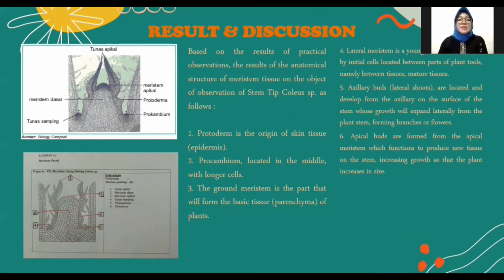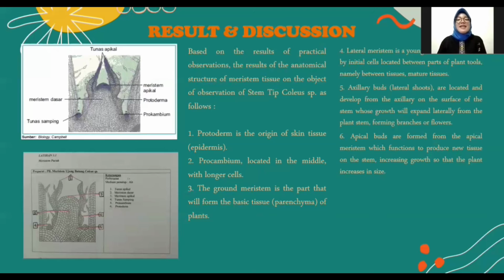Second is procambium. Procambium is located in the middle with longer cells, and the procambium will form a network of xylem vessels, phloem, and vascular cambium. Third is ground meristem. The ground meristem is the tissue that will form the pith and cortex. The ground meristem is the part that will form the basic tissue or parenchyma of plants. Growth that occurs because of the activity of primary meristem tissue is called primary growth.